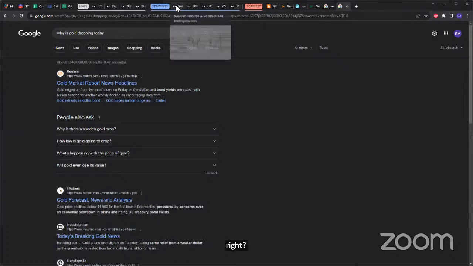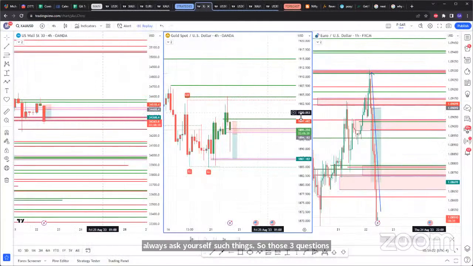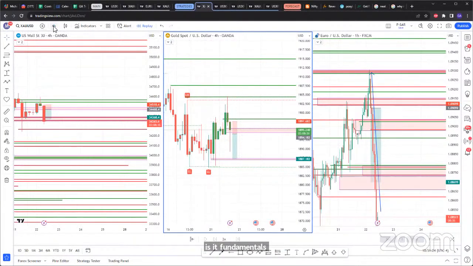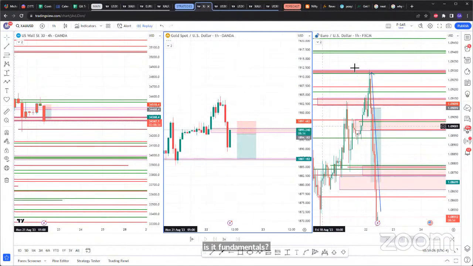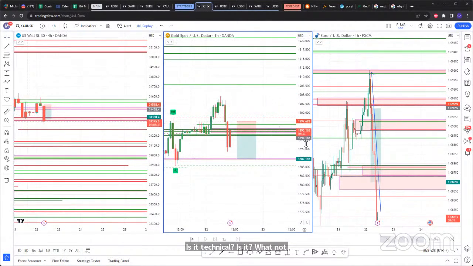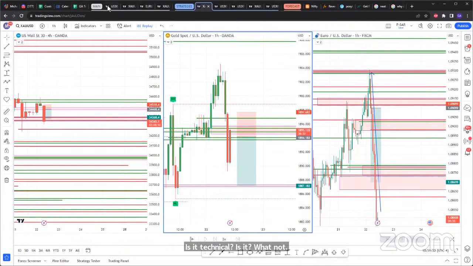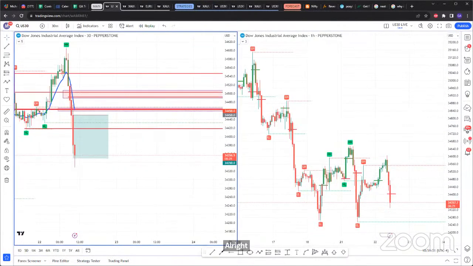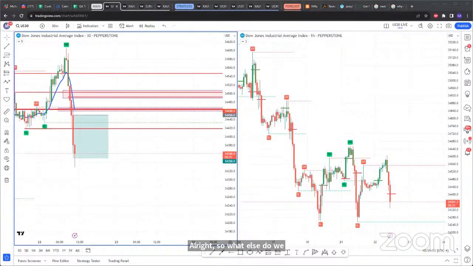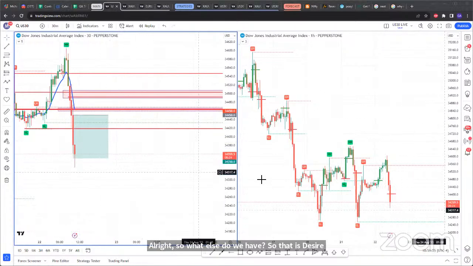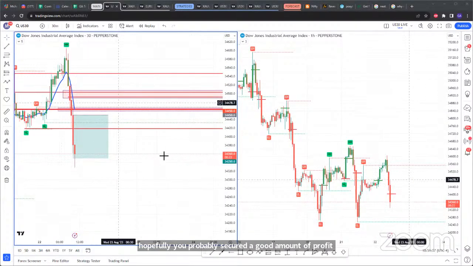So those three questions: is it fundamentals? Is it technicals? Is it whatnot? All right. So what else do we have? So that is Desire. Hopefully you secured a good amount of profit on that. So yeah, that was a good trade there.